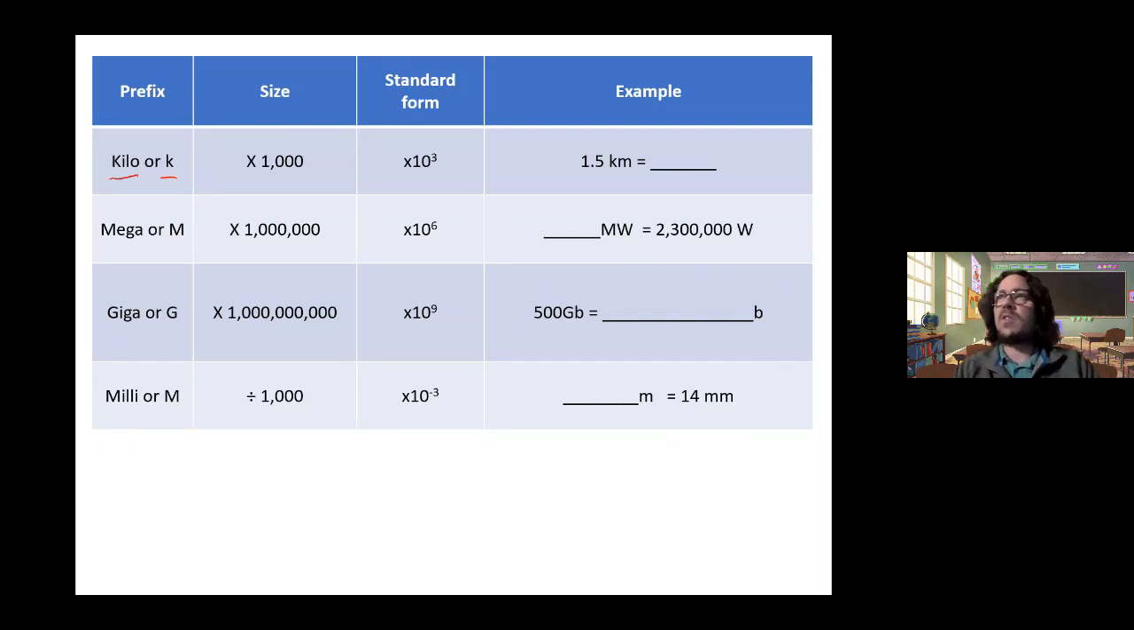It could be a kilonewton, for example, which would imply 1,000 newtons. You could even say that I've got 1 kilopound in the bank, which would mean you had 1,000 pounds in the bank. That prefix can apply to anything, and what it means is times 1,000.